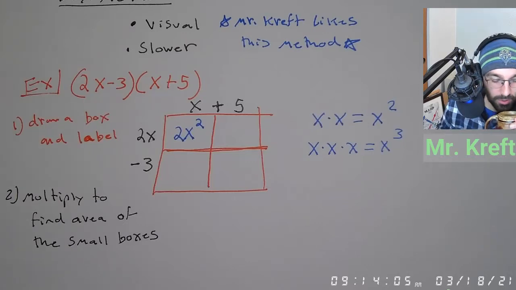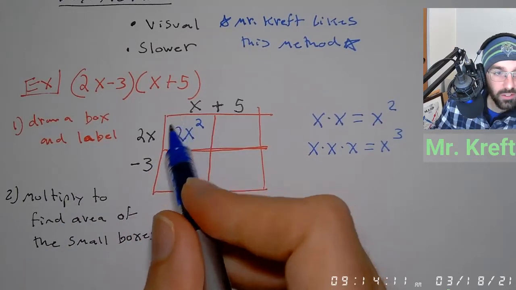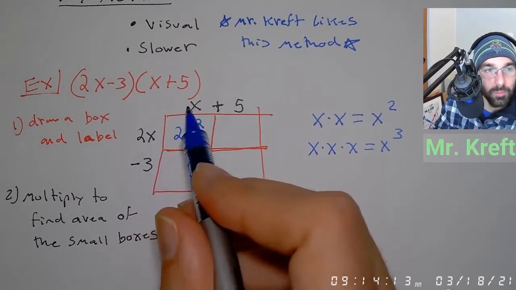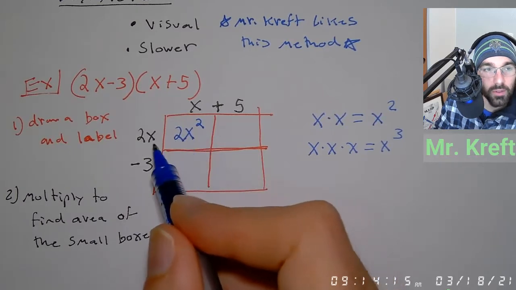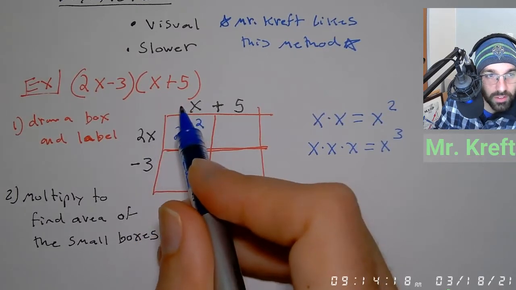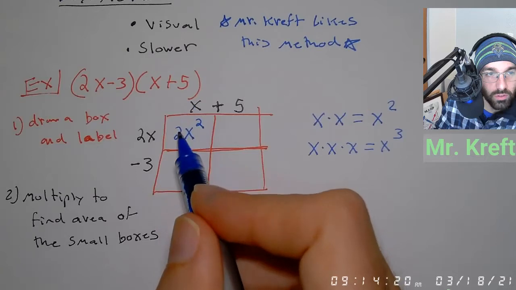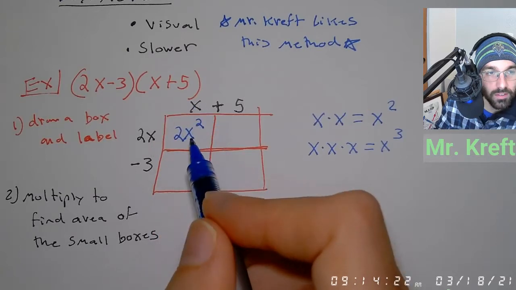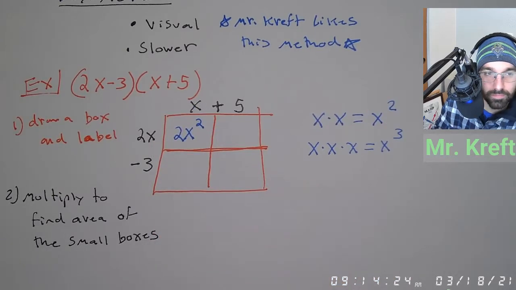I'm just hitting pause because I want to make sure you guys get this all down. All I'm doing here is multiplying. So 2x times x would be 2x squared, because there's a 1 in front of this x. So 2 times 1 is 2, and x times x is x squared.